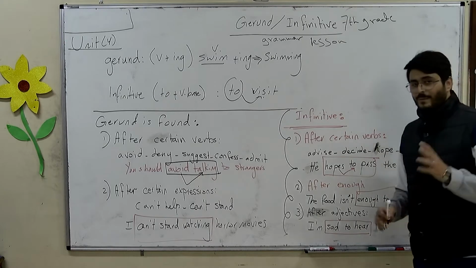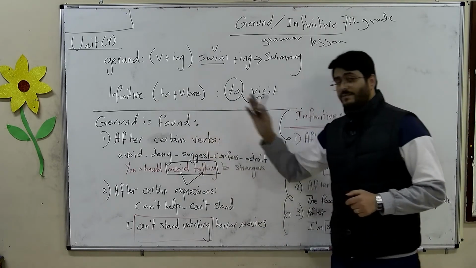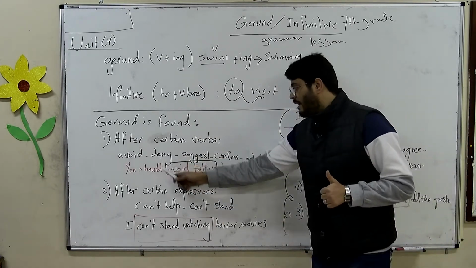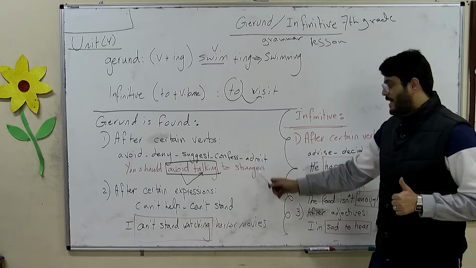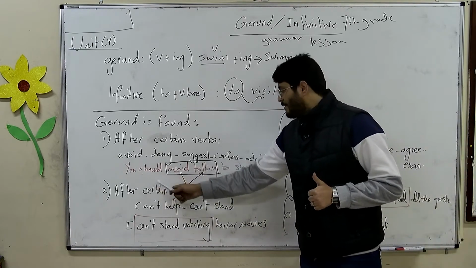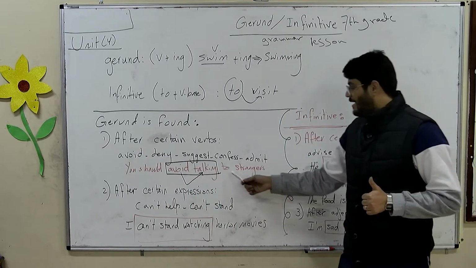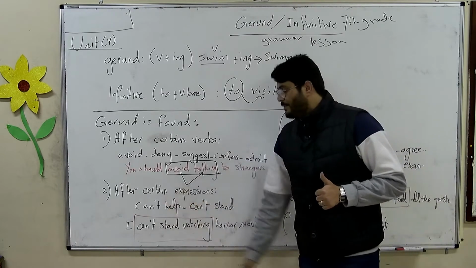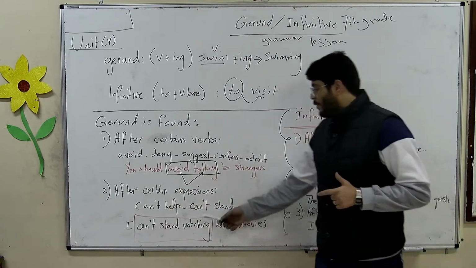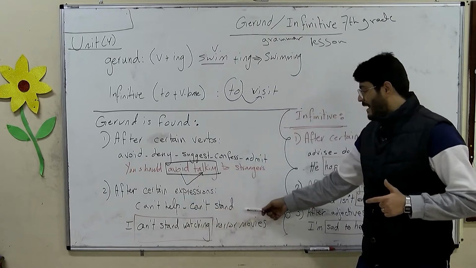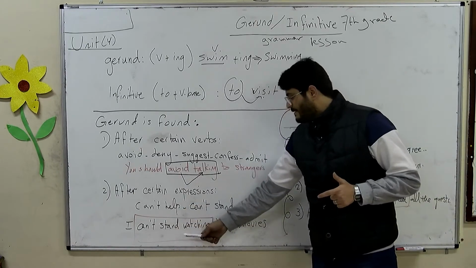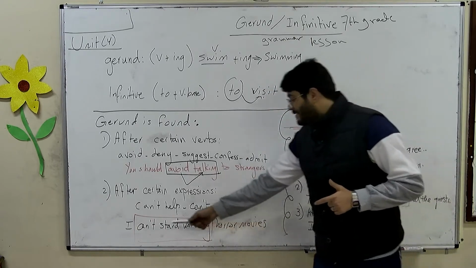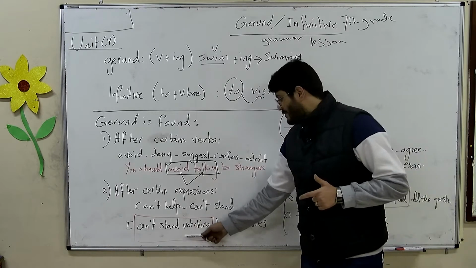So my students, you must know that gerund is found, 1, after certain verbs, which are avoid, deny, suggest, confess, admit. And we have the example, you should avoid talking to strangers. After the verb avoid, we use gerund. Number 2, after certain expressions, which are cannot help or cannot stand. I can't stand watching horror movies. The expression can't stand is followed by gerund, which is watching.